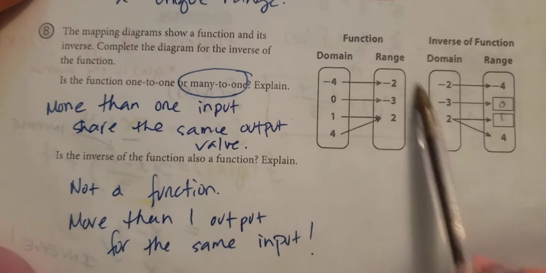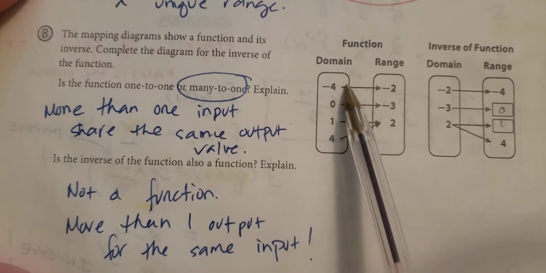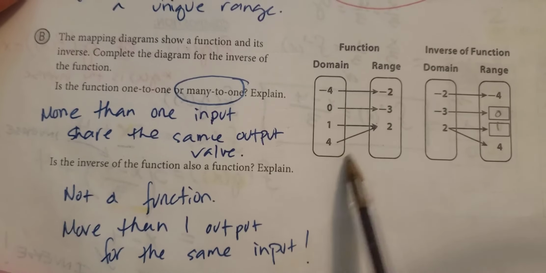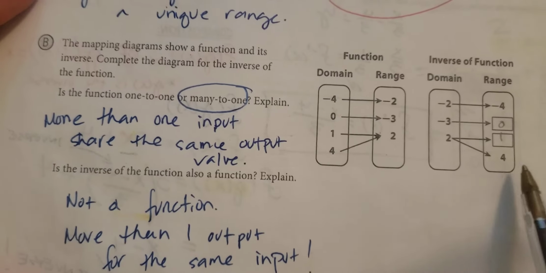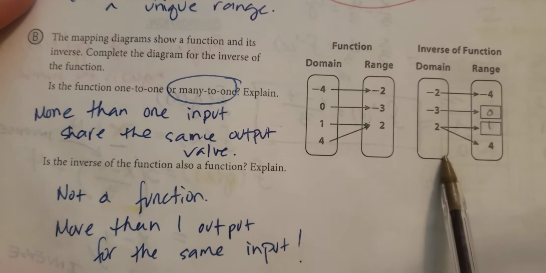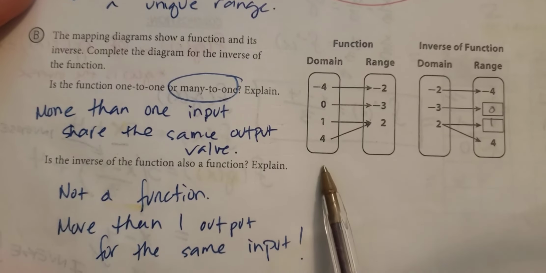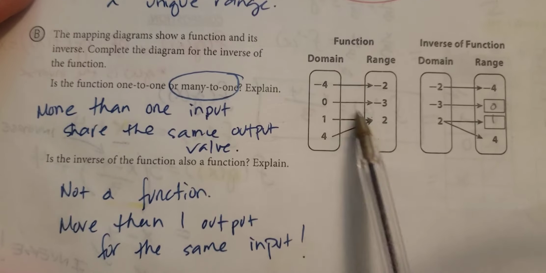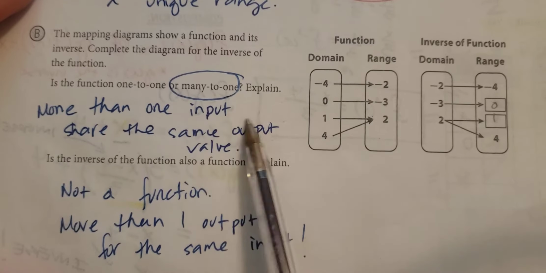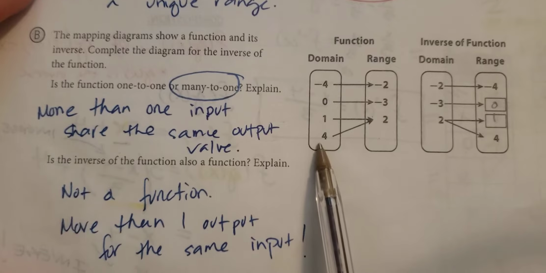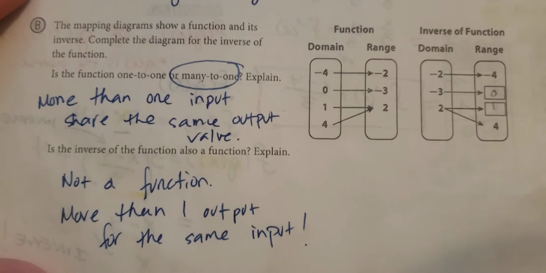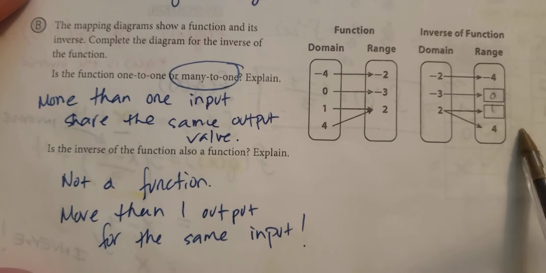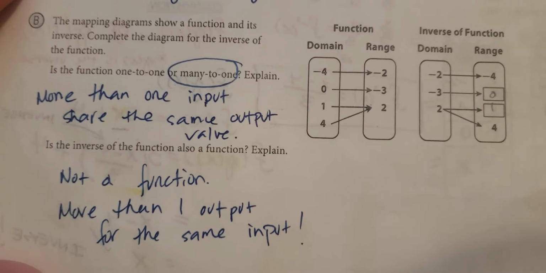In this function, we have what's called many to one. See, many to one. So two different inputs have the same output. And of course, over here, the domain used to be the range, and over here, the range used to be the domain. And of course, we had to fill in the values, okay? So over here, they asked you, why is it many to one? And that's because more than one input has the same output value, okay? And then, is the inverse a function? And the answer is no, okay?